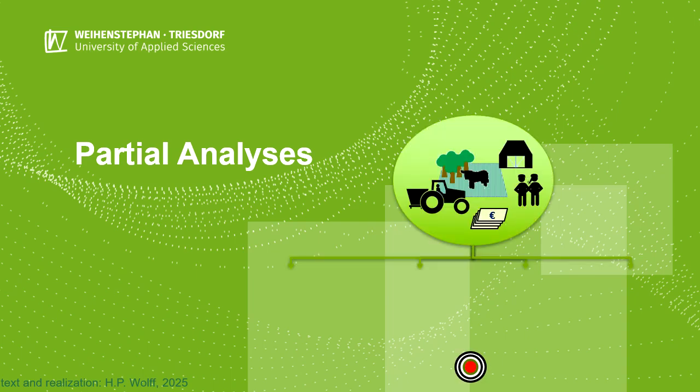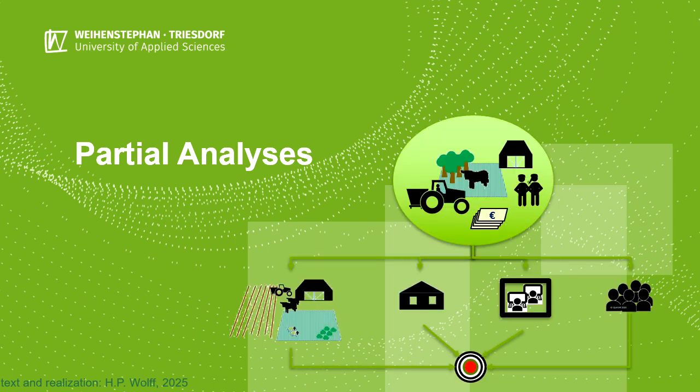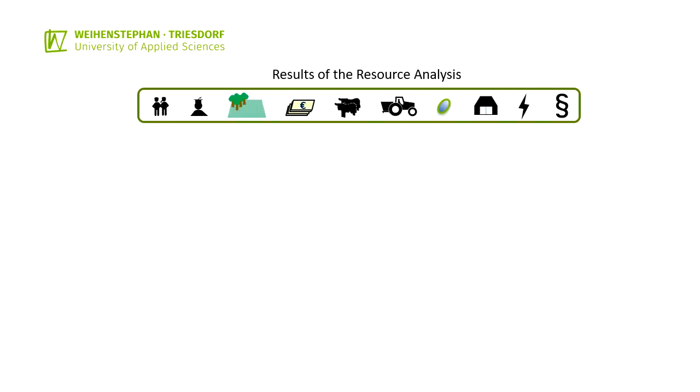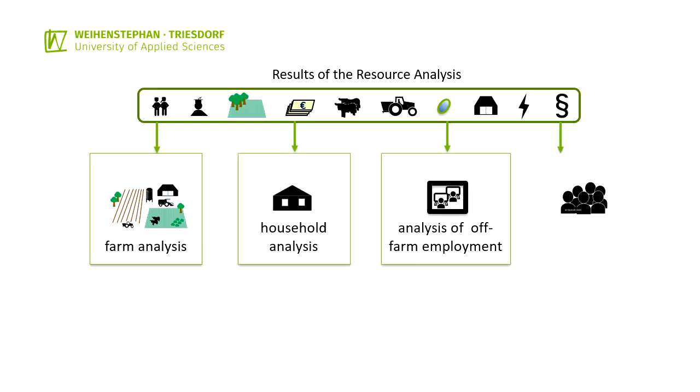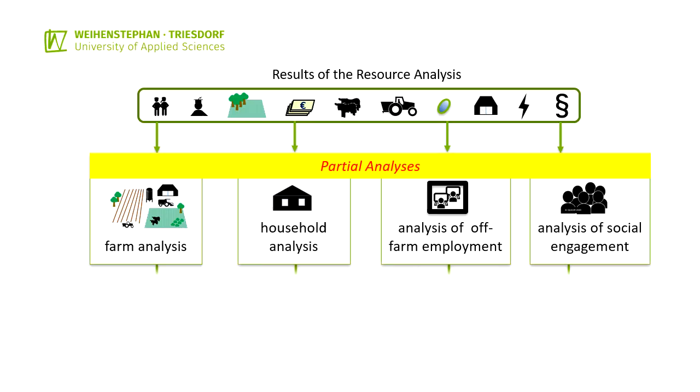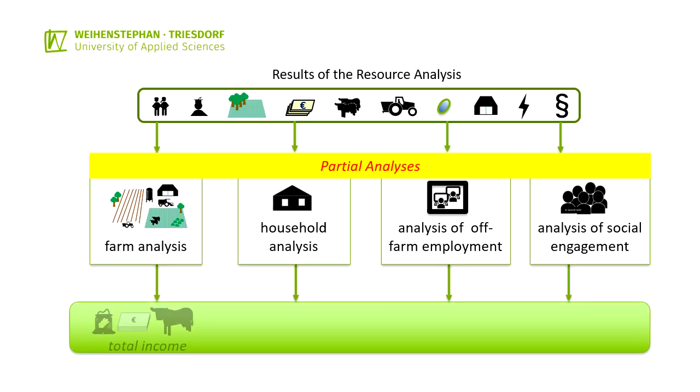Partial analyses of the components of farming systems. The results of the resource analysis provide objectively measurable information on the available capacities for the four components of a farming system. This information serves in the next step to conduct the corresponding partial analyses of these individual areas. The key findings of the partial analyses are the respective contributions and effects on total income, total liquidity, and the uncertainty of these contributions and effects.